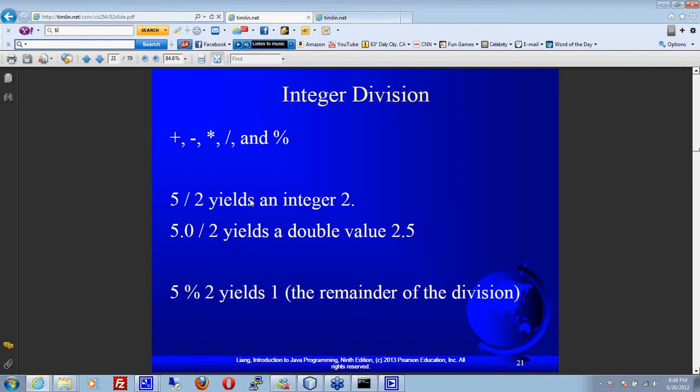So 5 divided by 2 would yield 2, if it's stored as an integer. 5.0, a floating point, divided by 2 would yield a value of 2.5. So what you would get here depends upon where you're storing it and how you're storing it. 5 modulus 2 yields 1, because 2 goes into 5 twice with a remainder of 1. And the percent sign gets you the remainder.